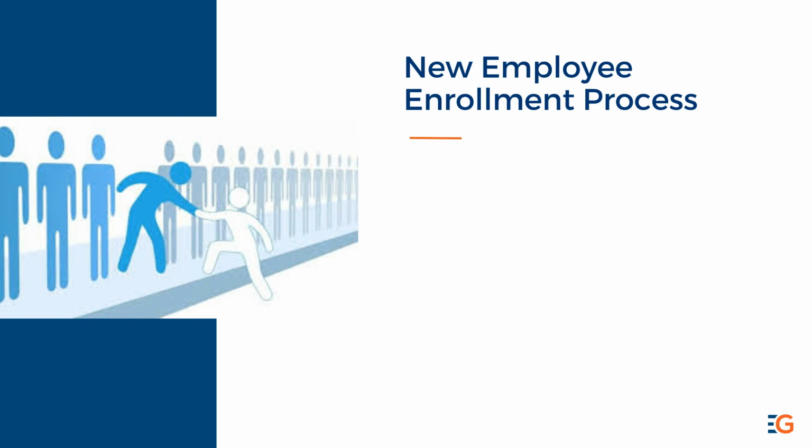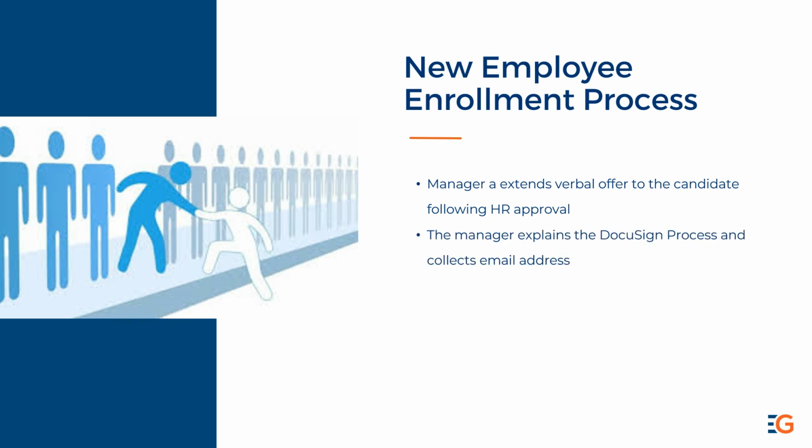Let's review how the enrollment process works. The manager extends a verbal offer to the candidate following HR approval and explains the formal offer is made through DocuSign. The manager explains the DocuSign process, collects their email address, and informs them that they'll receive a new hire packet via email from DocuSign.